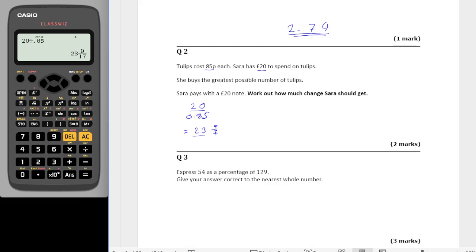I want to do 20 take away 23 times 0.85. And that'll give me the change. So 20 minus 23 times 0.85 gives me 0.45. So how much change would she get? She would get 45 pence.